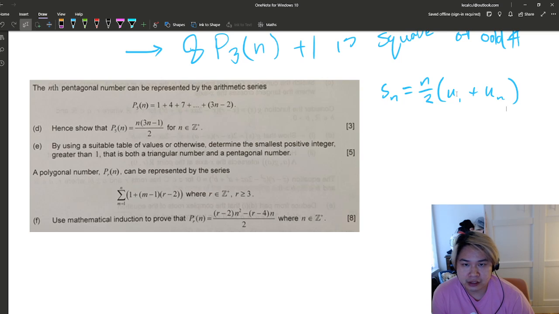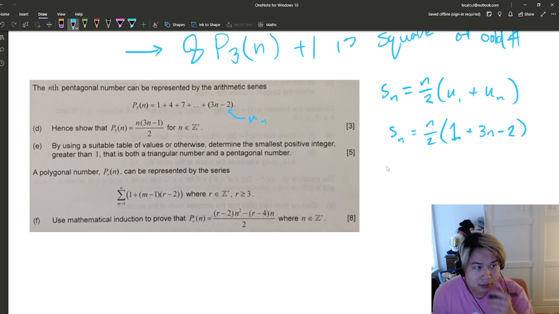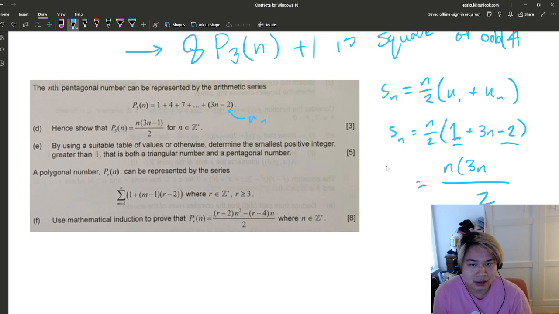So we need to find u1, which is the first term, so that's easy. That's 1. And then the last term is right there, so this is un, so plus 3n minus 2. And this is basically it, right? We just make the 2 go entirely in the denominator, the n stays in the front, and then the 1 minus the 2 becomes the minus 1. Nice.